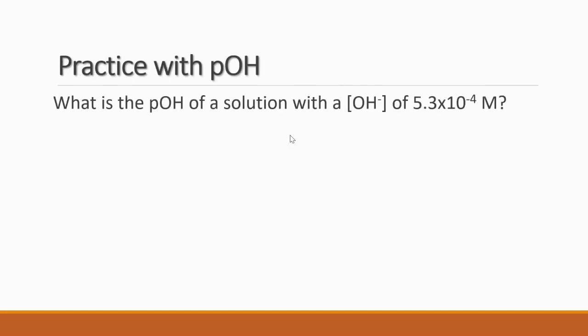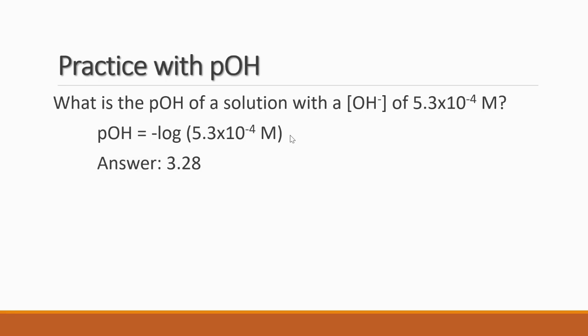So let's do a couple of practice problems with this. What is the pOH of a solution with a hydroxide concentration of 5.3 times 10 to the negative 4 molar? To figure out the pOH, we simply plug in the hydroxide concentration, the negative log of the hydroxide concentration, and when you do that on your calculator, you should get 3.28.